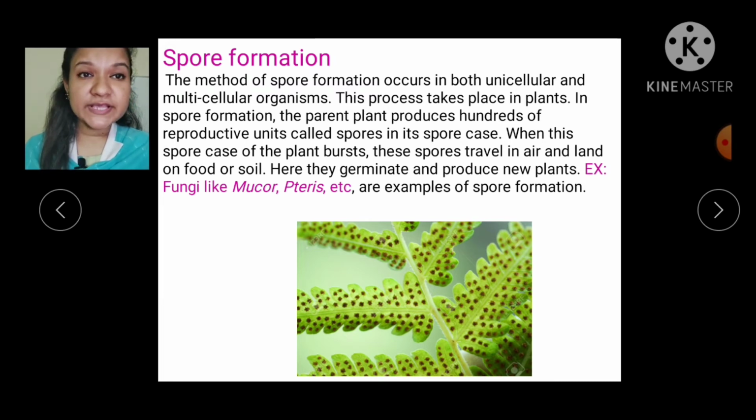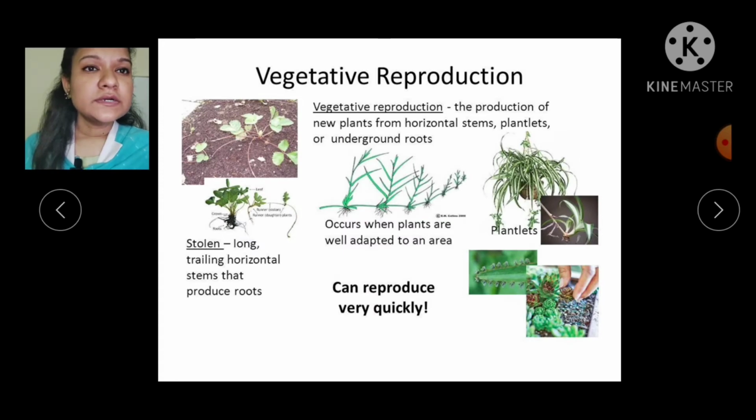When this spore case of the plant bursts, these spores travel in air and land on food or soil. Here they germinate and produce new plants. Examples are fungi like mucor, fern, etc. They are examples of the spore formation process. Then we go for vegetative reproduction.